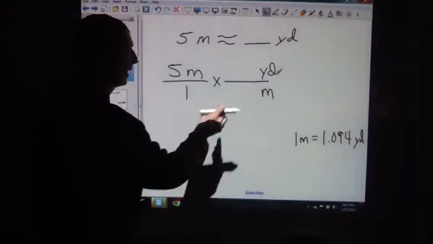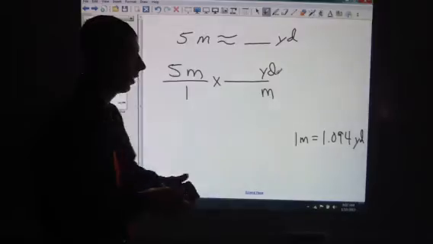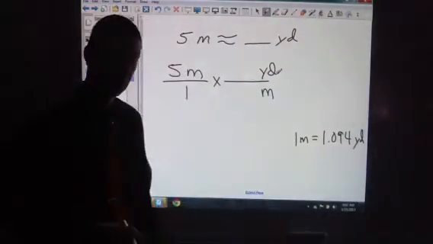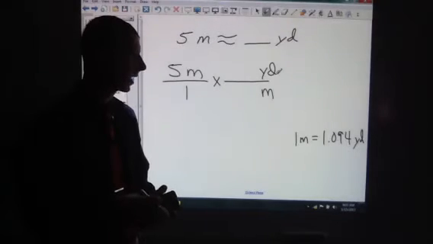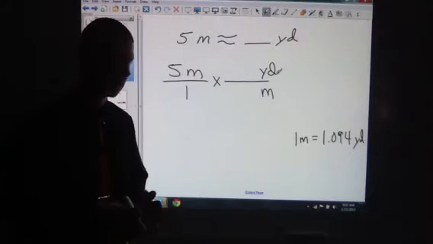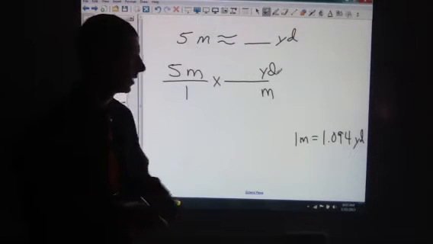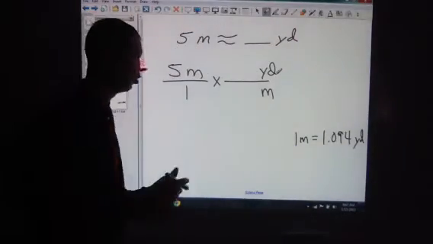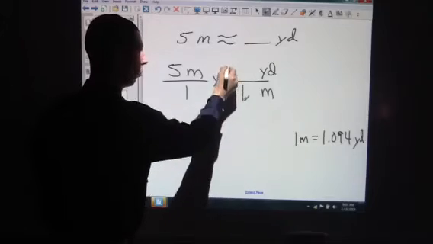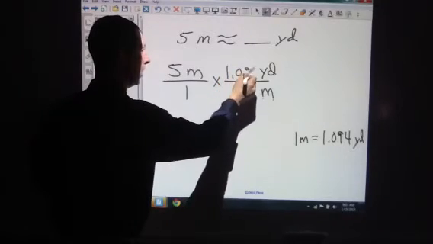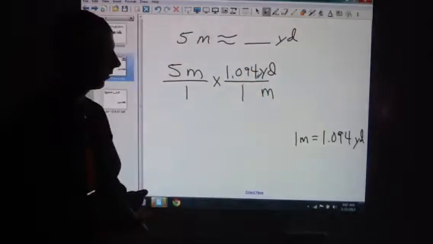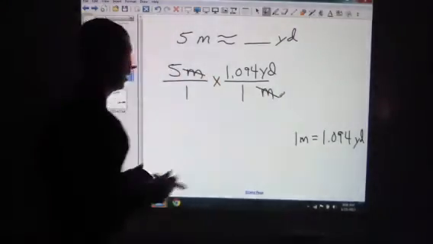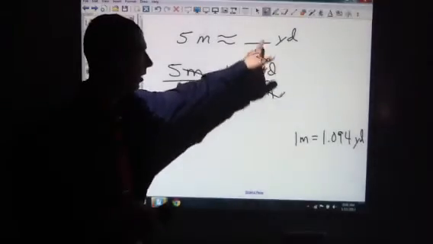Now, I've got to get this relationship right. This is something that you're going to have to look up. You can Google it, or you can go into the textbook on page 276. There's a chart there that has some of this information. So 1 meter is 1.094 yards. The unit meters cancel here, and I'm left with the labeling yards.